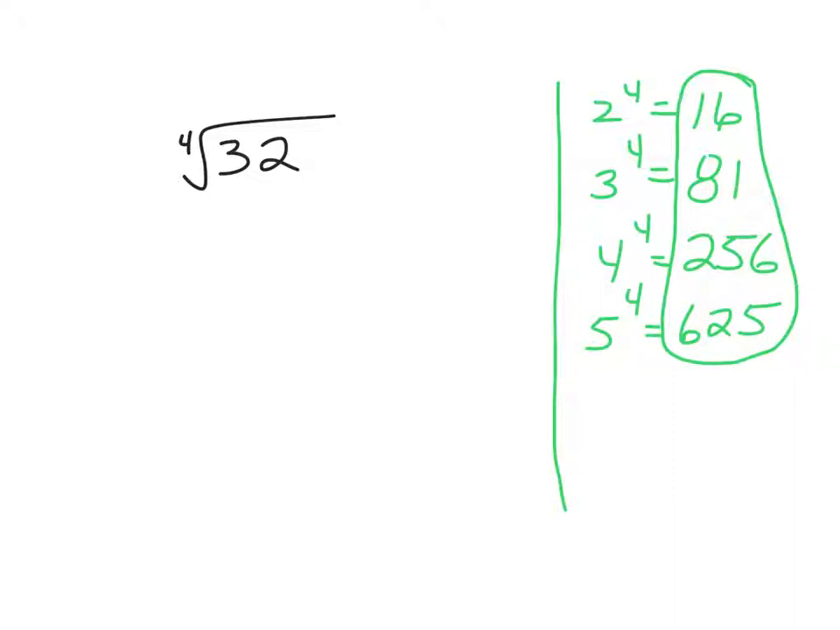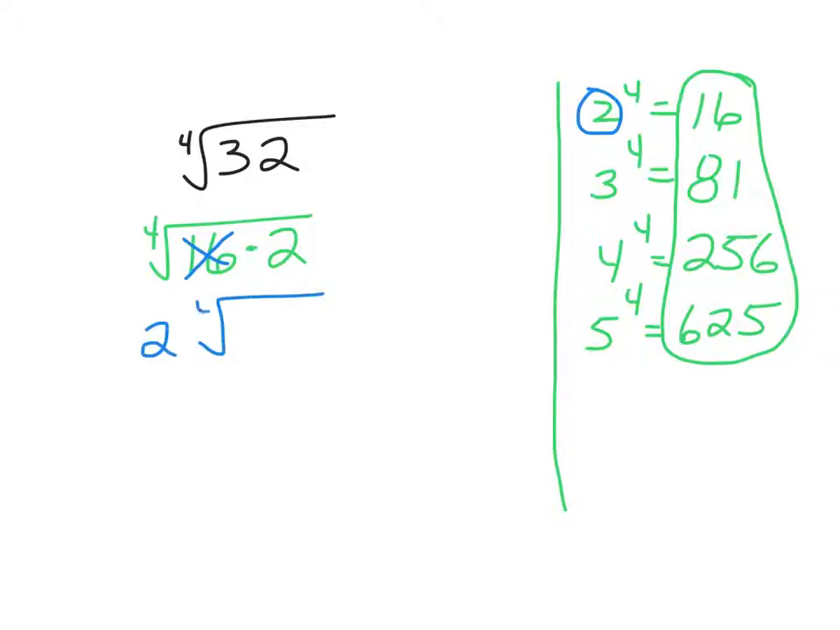And I see that I could rewrite 32 as the factors 16 times 2. So I'm going to rewrite 32 as 16 times 2. The fourth root of 16 is equal to 2, so I can bring out the 16. I'm still going to be left with the fourth root of 2. So my final answer is 2 times the fourth root of 2.